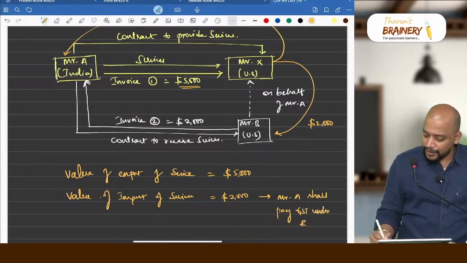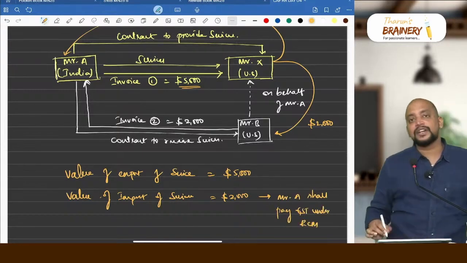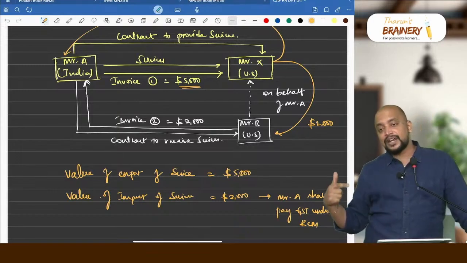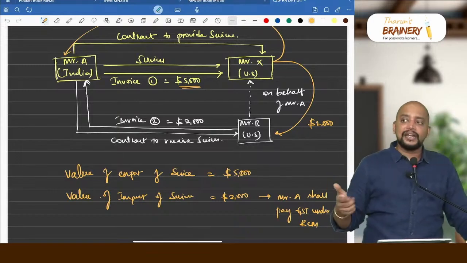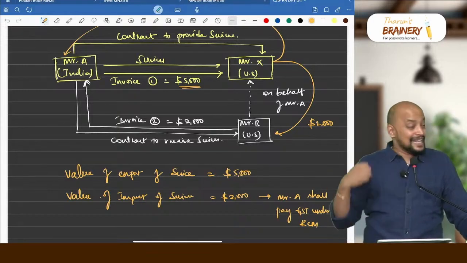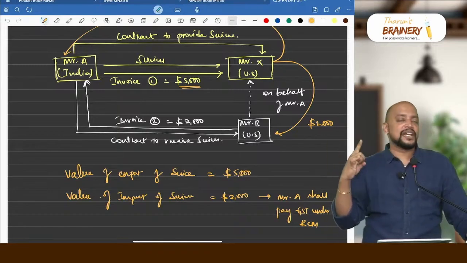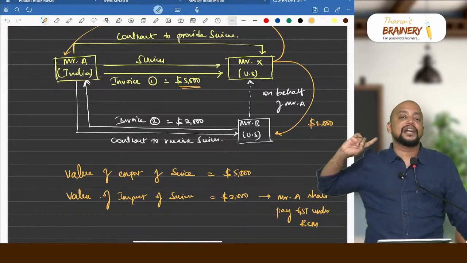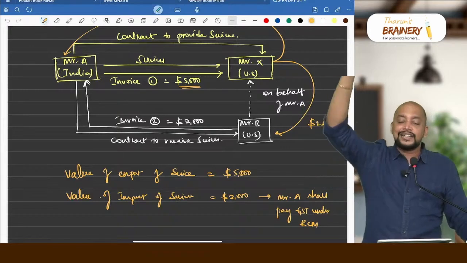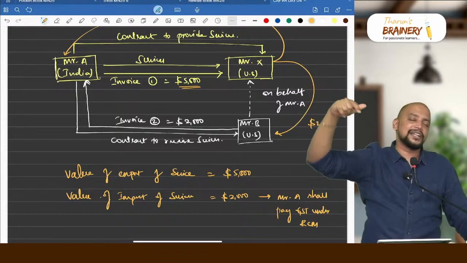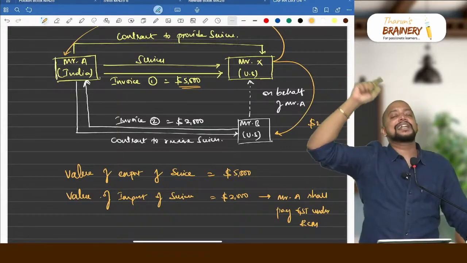Even though B has not directly provided services to A, B provided the services to X, which means B is outside India and X is outside India. Actually, there is one exemption: if both supplier and recipient are located outside India, then the service should be exempted. In that context, it should become exempted now. That's why they are clarifying.